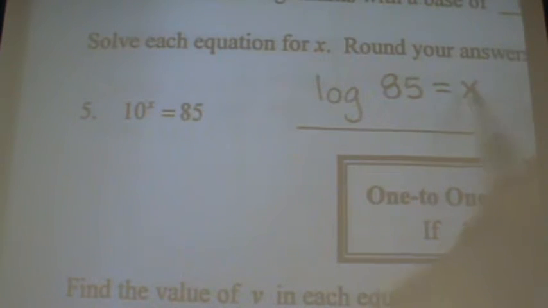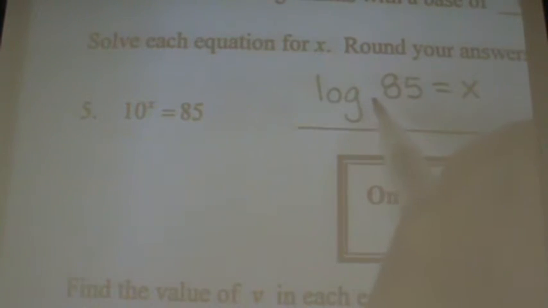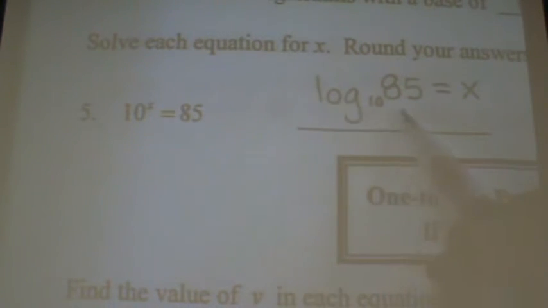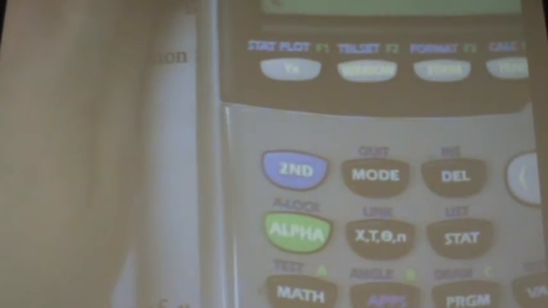Log of 85 base 10. Now, I don't need to write it, but that's equal to x. I can put it in there if I want, or I don't have to. It's the same thing. All you'd have to do is type in your calculator log 85. If you just have any calculator, you can just hit log 85 and hit enter, and the answer is 1.93.